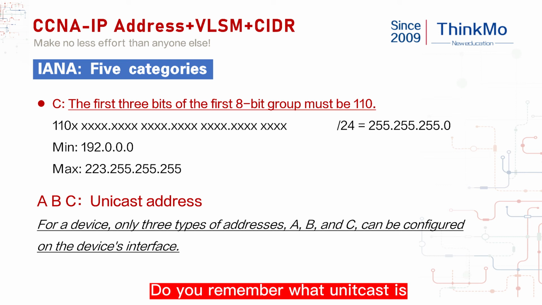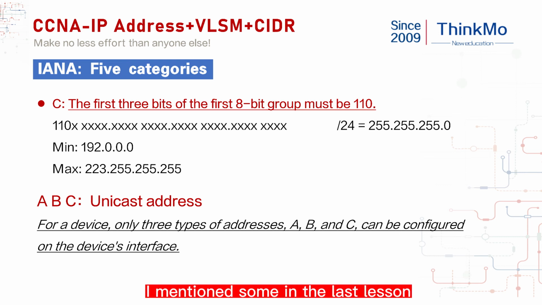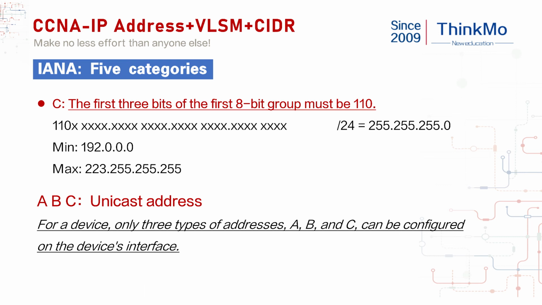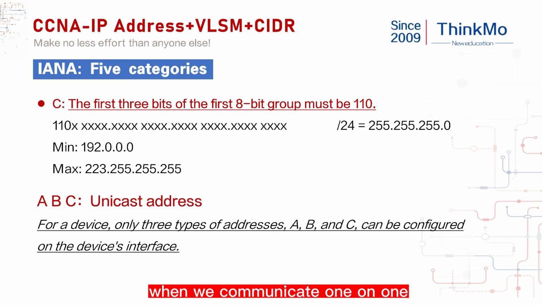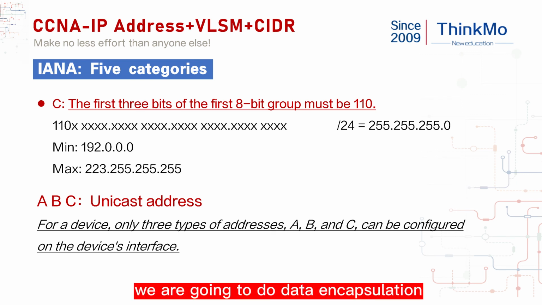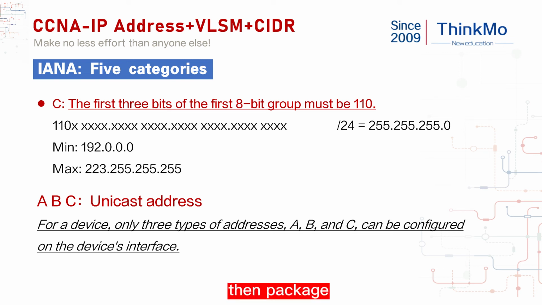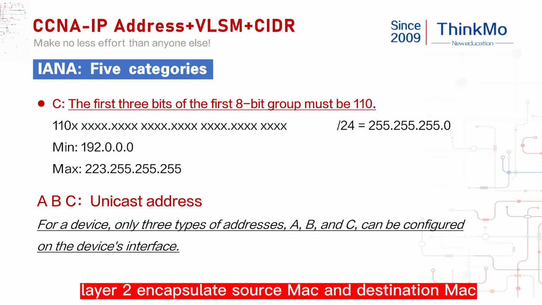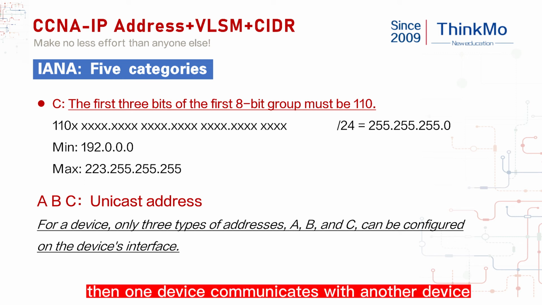Do you remember what unicast is? I mentioned some in the last lesson. It is when we communicate one-on-one. We are going to do data encapsulation, then package. Layer 2 encapsulates source MAC and destination MAC. Layer 3 encapsulates source IP and destination IP. Then one device communicates with another device.